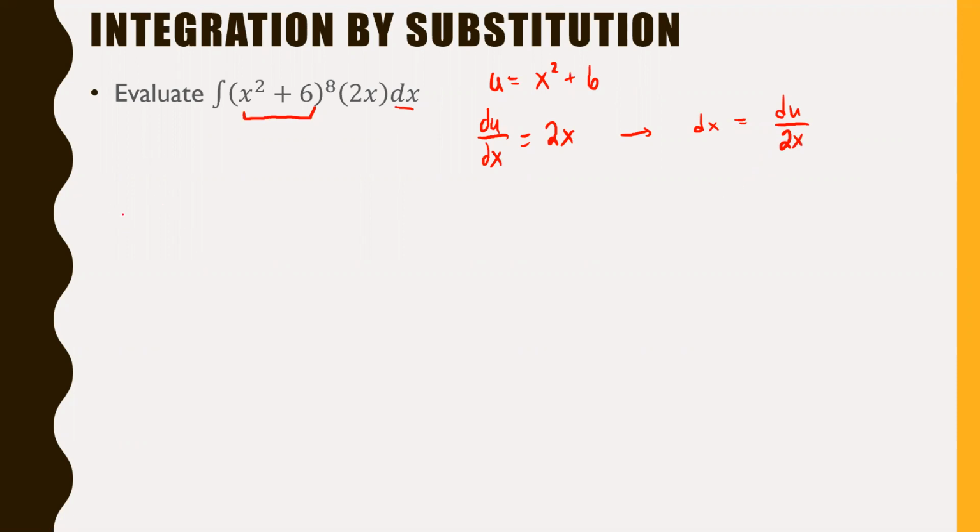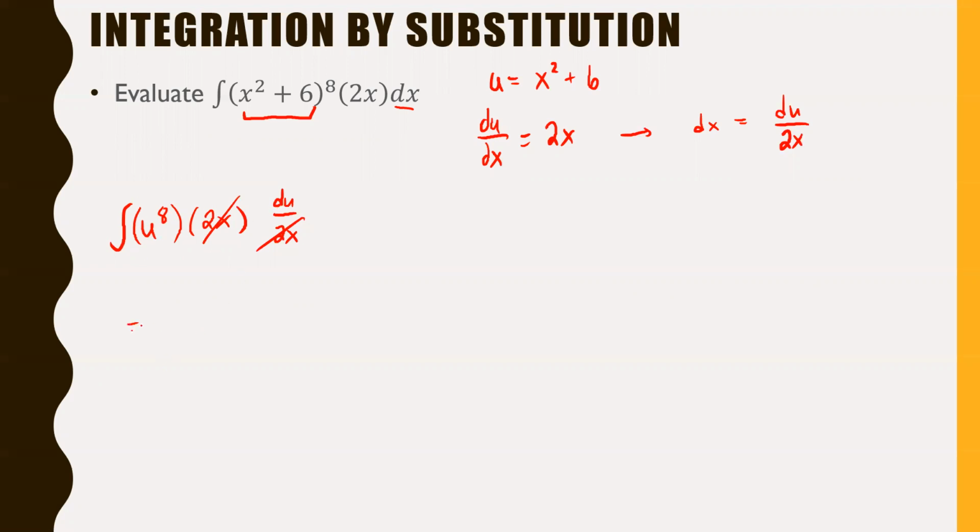So if we substitute these things in, we're going to have the integral of u to the power of 8, I'll put that in brackets there, times 2x, and then times dx. But remember, dx is actually du over 2x. Again, this worked like a dream, just like the one from last class. We can say 2x is going to cancel out with 2x here. This is just going to leave us with u to the power of 8 du, taking the integral of that, of course.